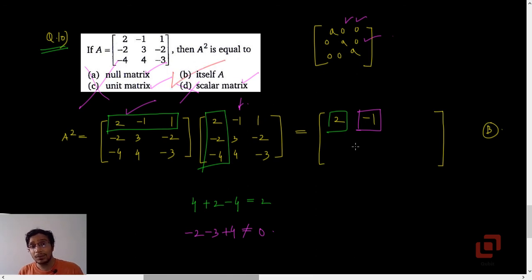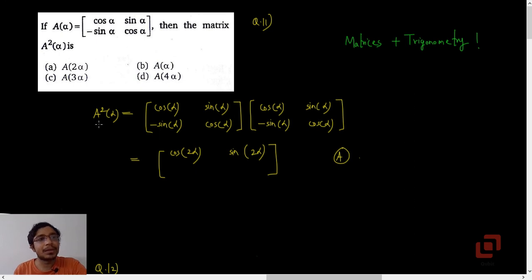We have actually not computed the remaining 7 entries. Again, we are saving time because our job is not to solve the problem completely, but just to pick the correct option. So A squared is A itself. That is question 10. Question number 11.